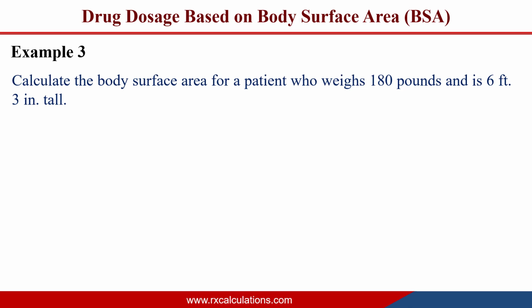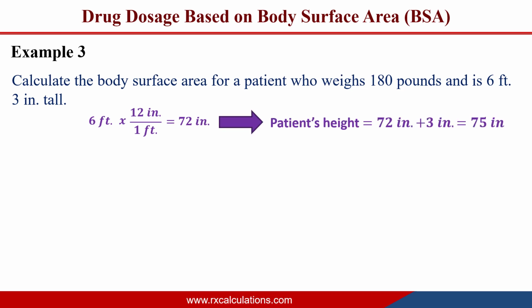So what that will mean then is we need to convert the 6 feet 3 inches to inches before we can proceed with that equation. So we do a quick conversion. For 6 feet, if we want to convert that to inches, we need to use the conversion factor where 1 foot contains 12 inches. So the feet cancel out and you end up with 72 inches. But you don't stop here because the patient is 6 feet 3 inches tall. So we need to add 3 inches to that. So the patient's height will be 72 inches plus the 3 inches, which gives us 75 inches.